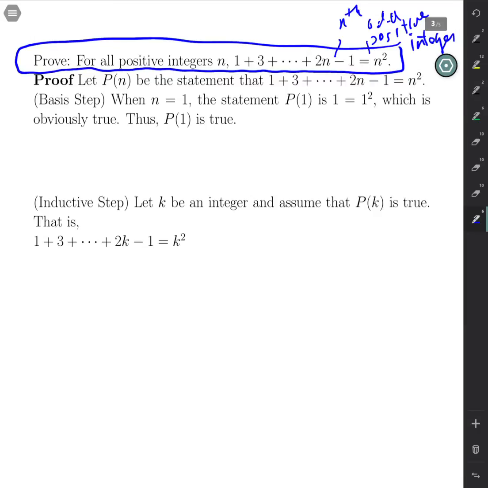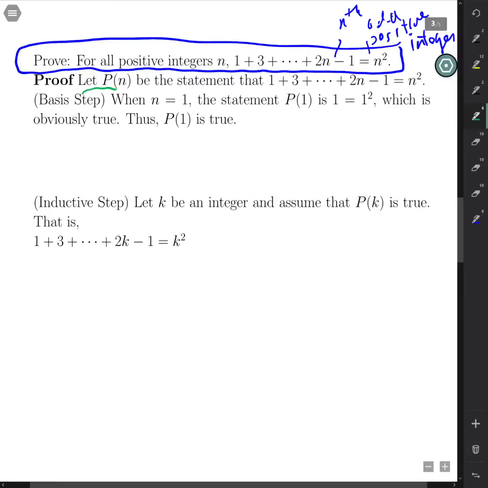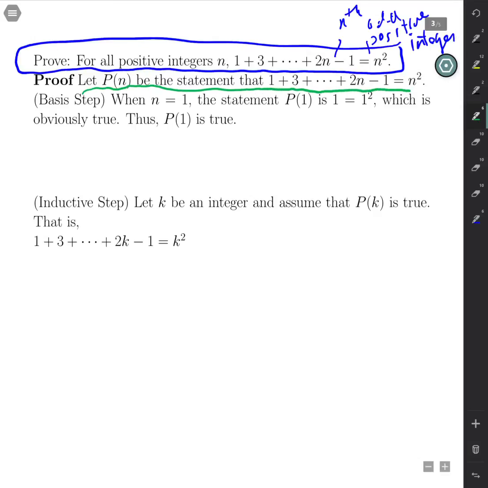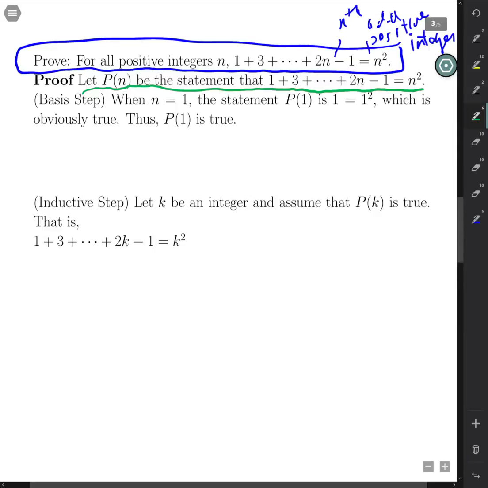Here is the structure for the proof that I want you to observe and use, especially as you're learning this for the first time. The first thing you want to do is to identify what you mean by P of n to make reference to it. So we will say, let P of n be the statement that 1 plus 3 plus dot dot dot plus 2n minus 1 is equal to n squared.